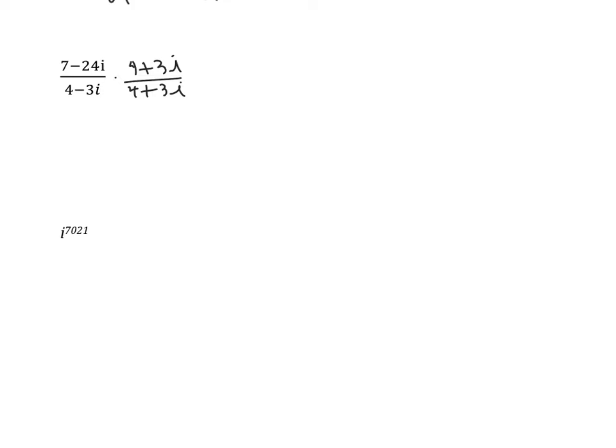Okay, so in the denominator, we end up with 4 squared minus 9i squared, which is going to give us 16, and then this is going to end up being plus 9, so we're going to end up with a denominator of 25.